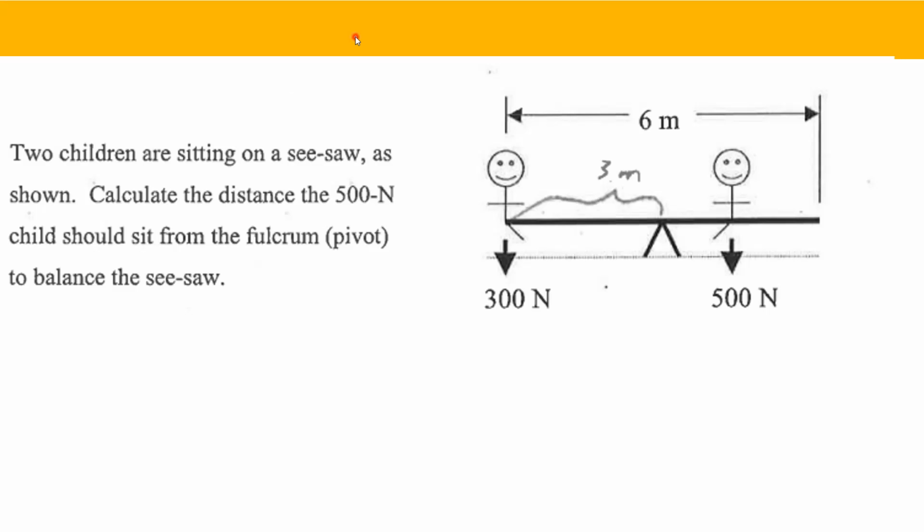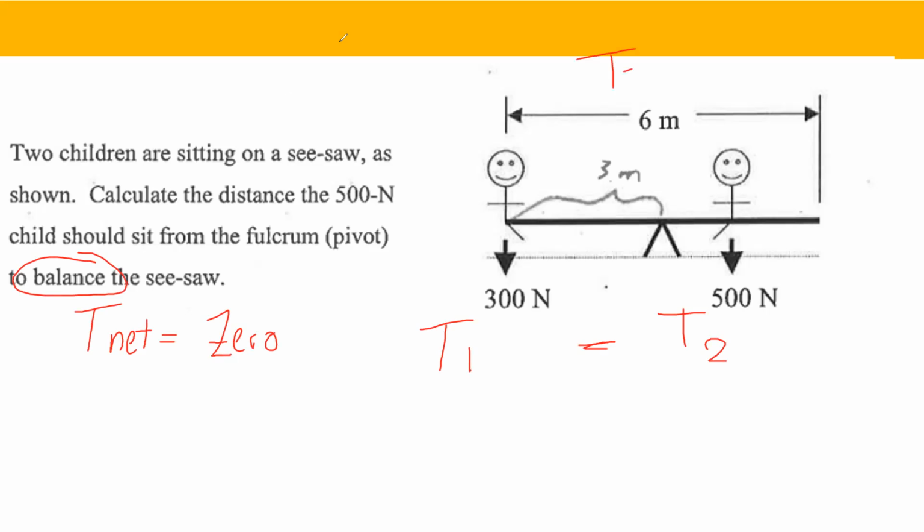So what you have to do here, you have to say that the net torque is 0 since they are balanced. So the net torque is 0. So torque 1 must equal torque 2. Now let's find torque 1. Torque, as we said before, is the force times the distance.